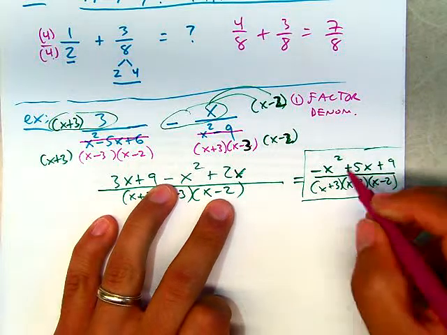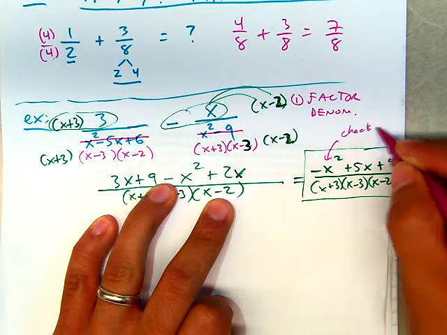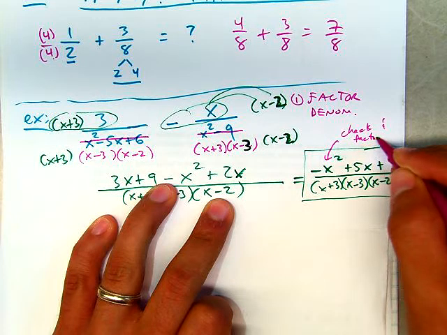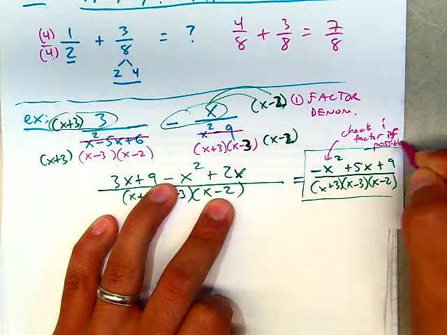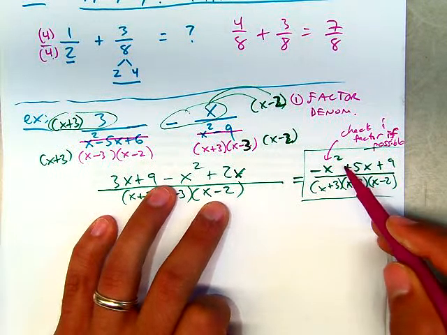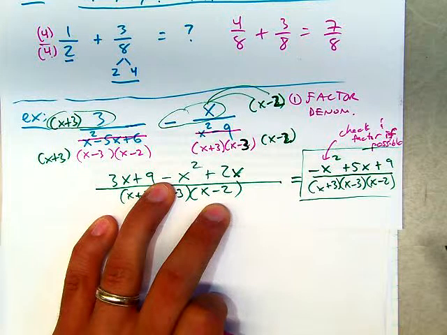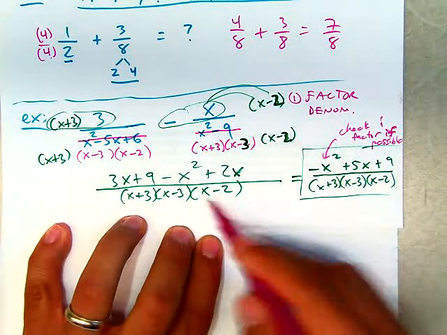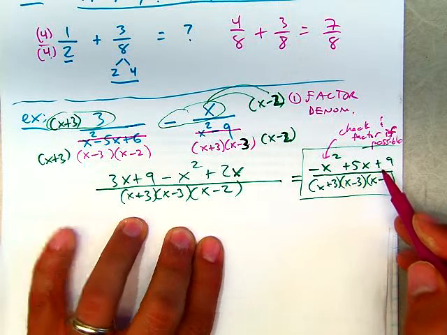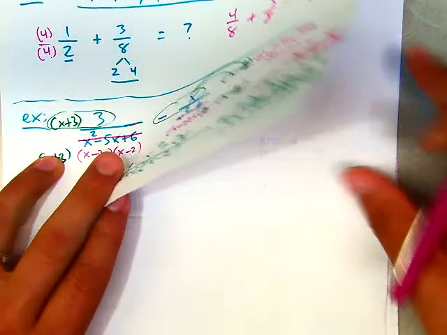Now, if possible, this numerator, you want to check and factor if possible. Because sometimes you might get something that's common to the denominator and you can cancel it out again to get an even simpler answer. In this case, nothing like that happened, but you do want to always get in the habit of checking. After you combine everything, just check again to see if there's anything else you can do. Okay? So that's adding and subtracting.